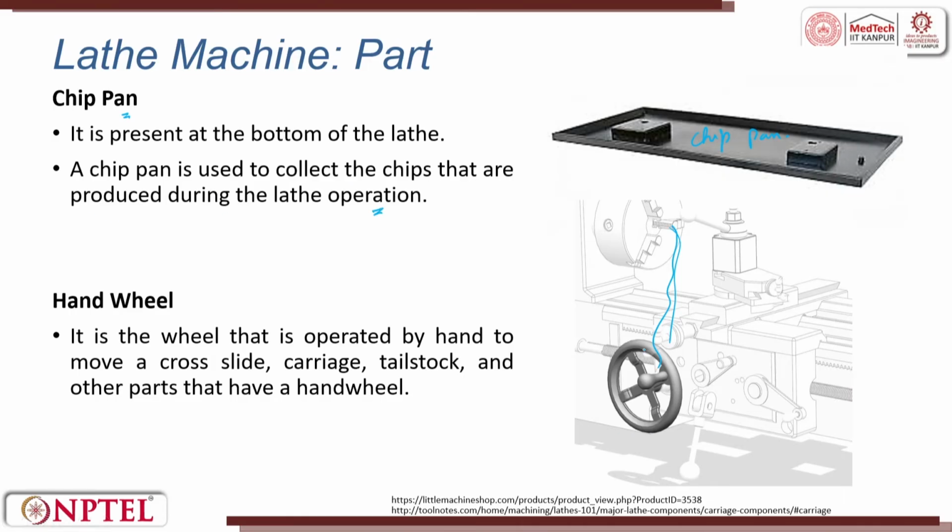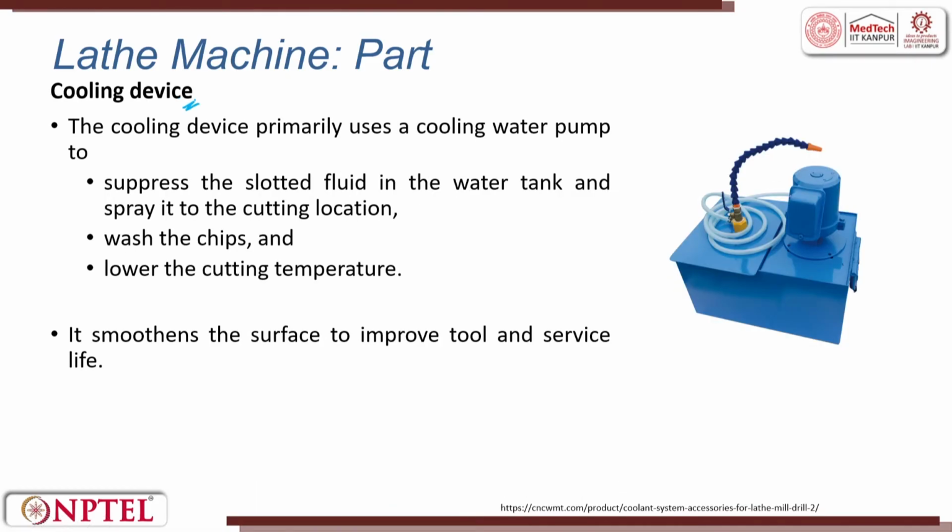A hand wheel is a wheel that is operated by hand to move the cross slide, carriage, tailstock and other parts. The hand wheel is very important because when you rotate it, it in turn gives you linear motion. Then the cooling device is primarily used as a cooling water pump.